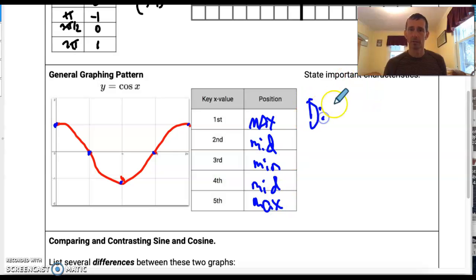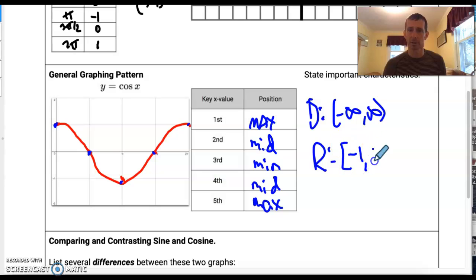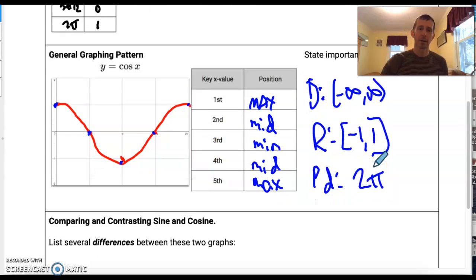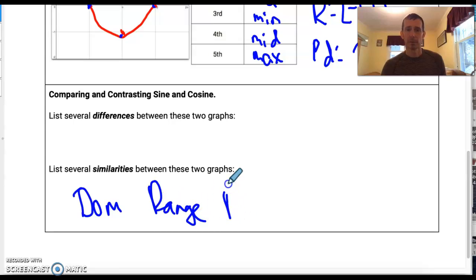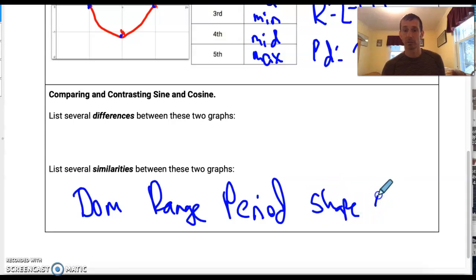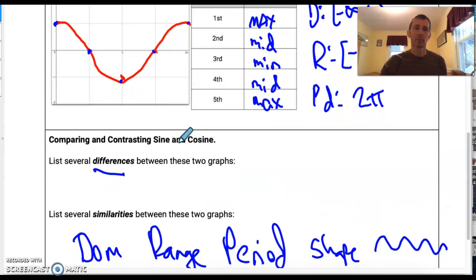The domain of cosine is just like it was with sine: negative infinity to infinity. The range, before I transform it, goes up to 1 and down to -1, so the range is still -1 to 1. And for the period of cosine, notice I complete a full cycle from top all the way back to top in the span of 2 pi. So in thinking about the things that are the same between the two graphs, the domain is the same, the range is the same, the period is the same, and the overall general shape, this wave, didn't change. The differences are where it starts.